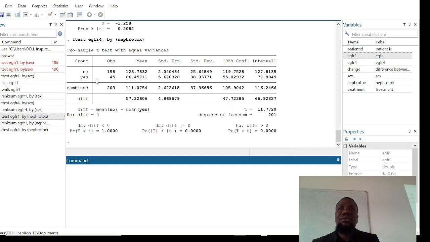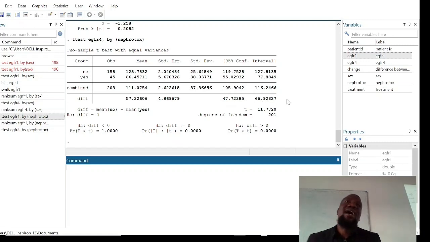Those that ended up with nephrotoxicity had a mean EGFR of 66, while those that did not have nephrotoxicity had a mean EGFR of 123. The difference was as much as 57 micromoles per liter. If you want to check this difference using the confidence interval, you would notice that they are both on the right side of 0. Both above 0, this is showing a statistically significant difference.